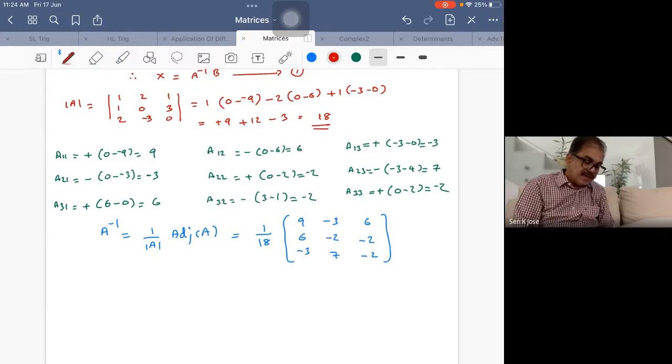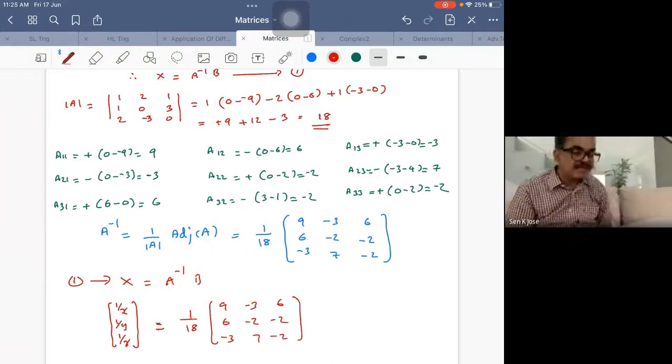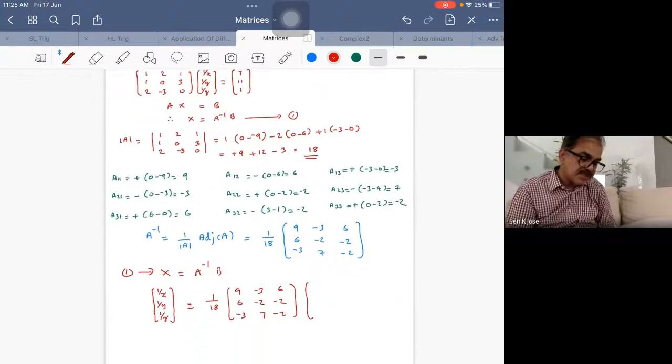Then we put it back into equation number 1, which says X is equal to A inverse into B. In fact, X is 1 by x, 1 by y, 1 by z. It's equal to A inverse, which I already have with me. So 1 by 18 into 9, minus 3, 6, 6, minus 2, minus 2, minus 3, 7 and minus 2, into B. B is 7, 11, 1.